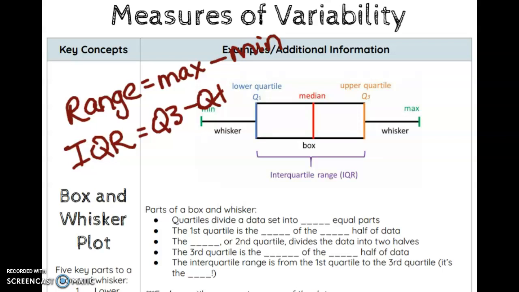Okay, let's look at the blanks underneath that. So, parts of a box and whisker plot. Quartiles divide a data set into 4 equal parts. The first quartile is going to be the median of the lower half of the data.